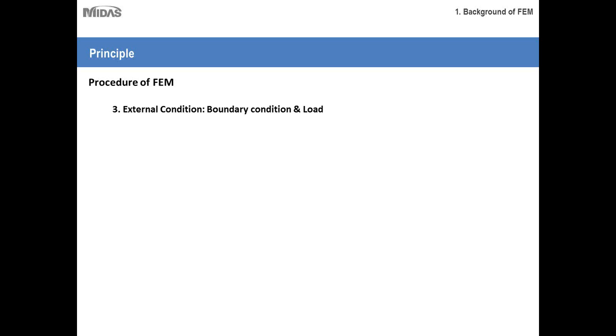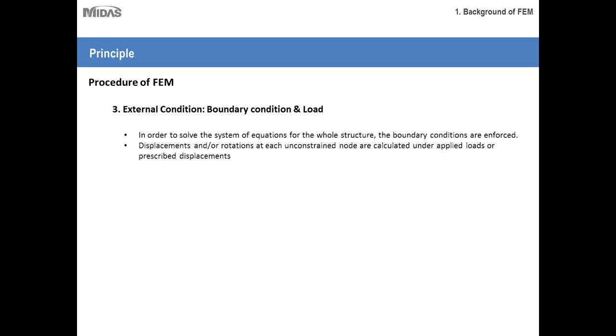Then the third step is called external condition, and the reason it's called external condition is that these are not controlled by the structure internally. These are the variables or parameters outside the structure. This is something that is imposed onto your model. In order to solve the equations for the whole structure, the boundary conditions are enforced, and displacements and/or rotations at each unconstrained node are calculated under applied loads or prescribed displacement.